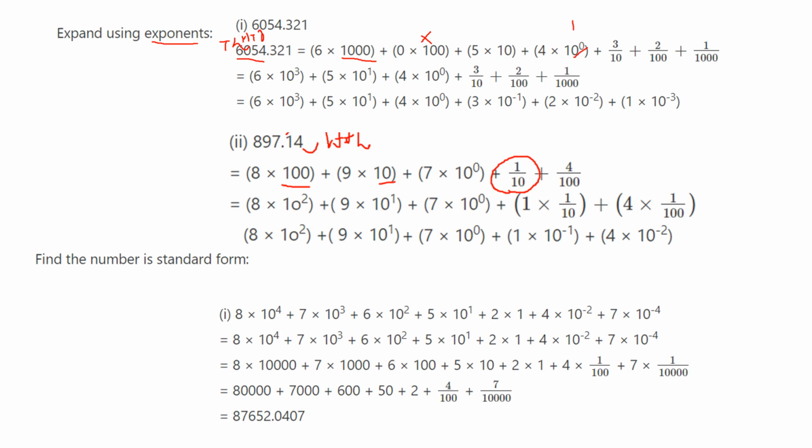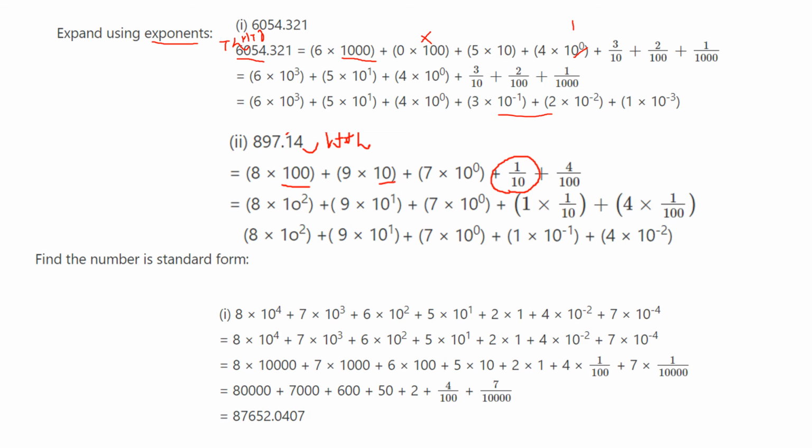Next step, the first term, 6 into 10 cube, you write as such, and 3 by 10 you can write as 3 into 10 to the power minus 1, and 100 means 2 into 10 to the power minus 2, plus 1 into 10 to the power minus 3.